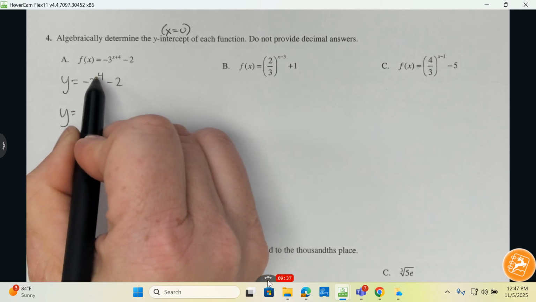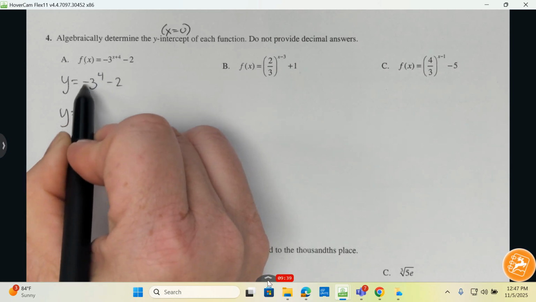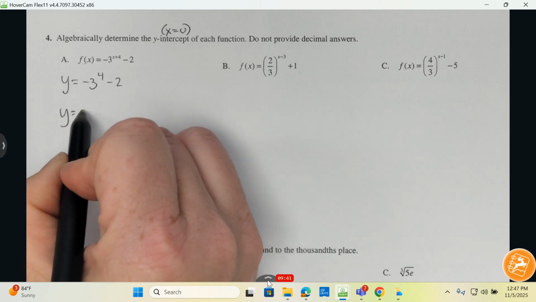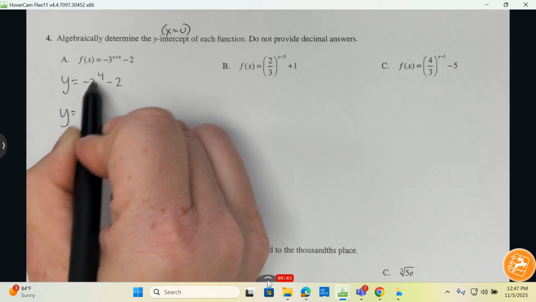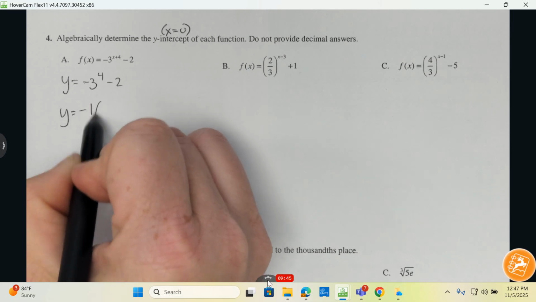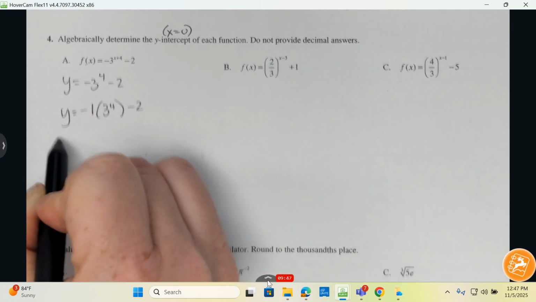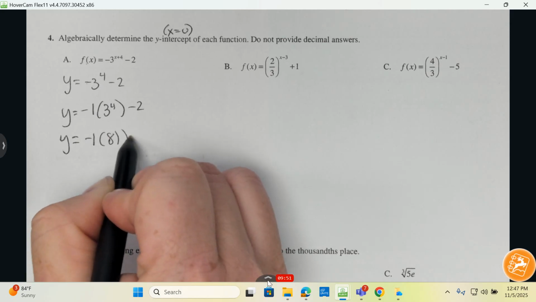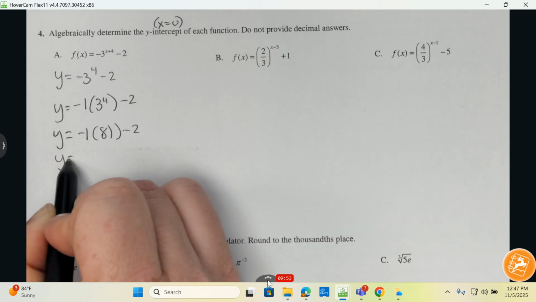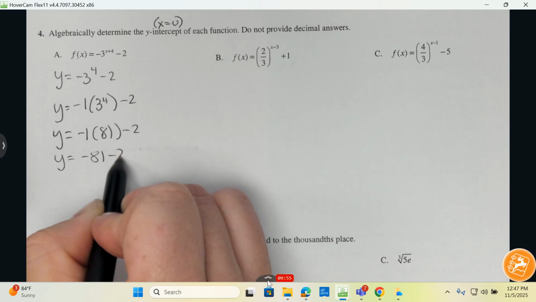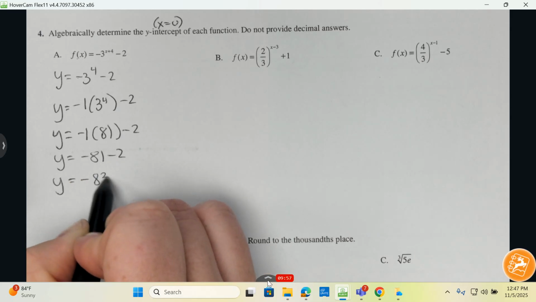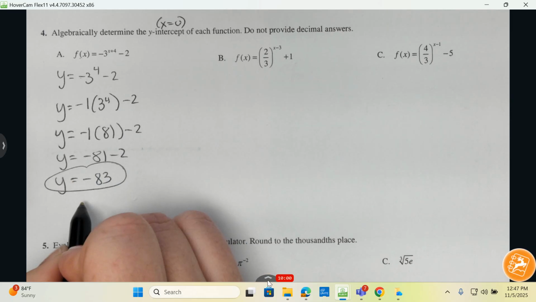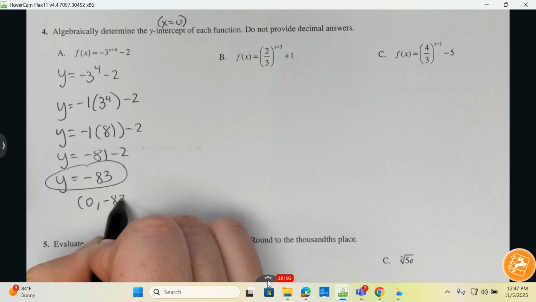Okay, so this is not a negative exponent. Sometimes students say, well, it's not happy, put it to the bottom. That's not the case. This is like a negative 1 times 3 to the 4th. So 3 to the 4th is 81, and then if I take 81 times the negative sign up front, we get negative 81 minus 2. I believe that the y-intercept occurs at negative 83, or 0 and negative 83.